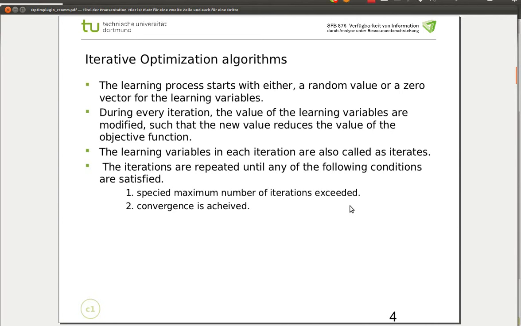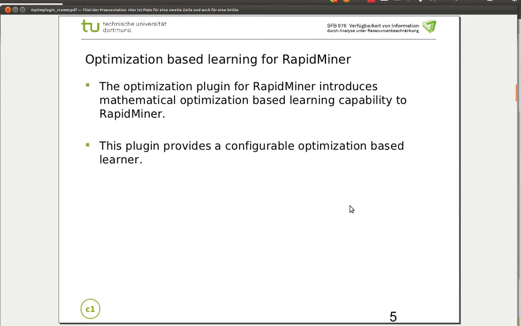The way the weight vector is updated differs from algorithm to algorithm. These iterations are repeated until convergence or a specified number of iterations. So the optimization plugin for RapidMiner introduces mathematical optimization based learning capability to RapidMiner and also provides a configurable optimization based learner to the user.